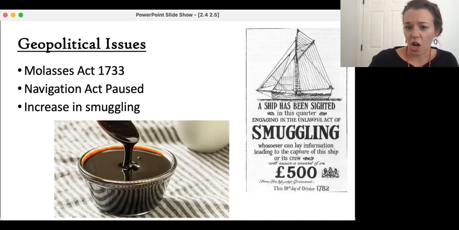We see that on these ships going across the Atlantic Ocean, 75% of the crew will be British, not American. And no manufacturing is allowed in the colonies. This really helps British merchants, right? It's going to help the British wool industry. It will help British factories.